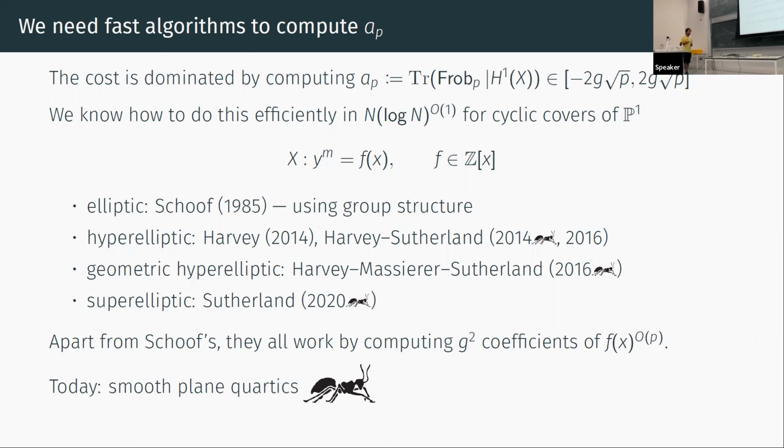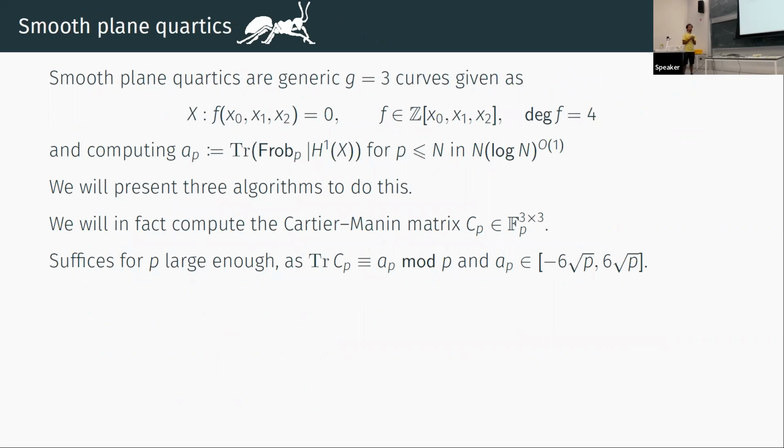Okay, so what are smooth plane quartics? Smooth plane quartics are basically just given by a quartic equation and some smoothness assumptions. I'm going to call that F forever, and F is, I'm going to think about this as a polynomial over Z, and we'll take degree of F equals 4.